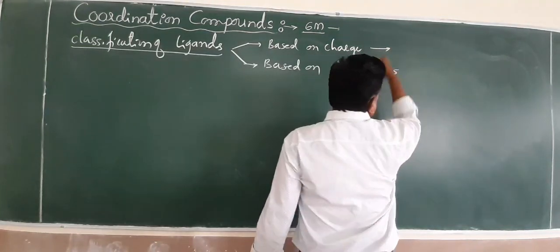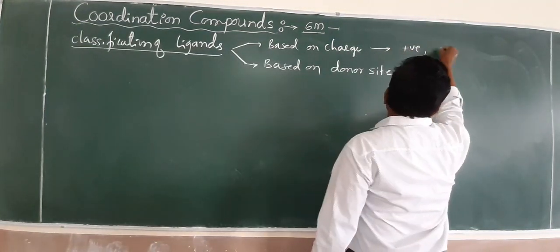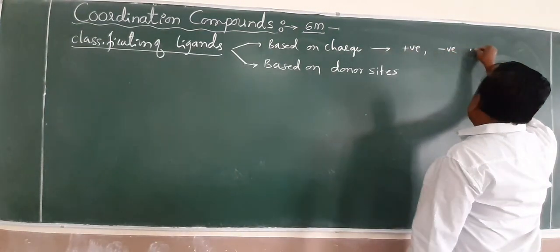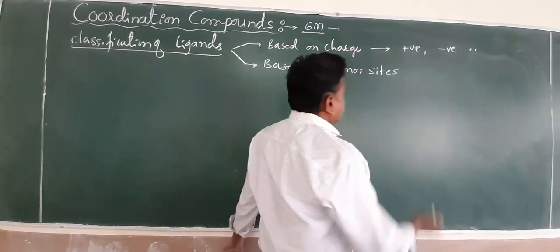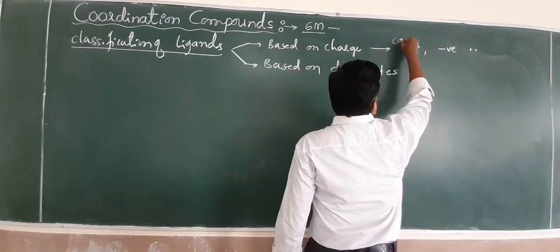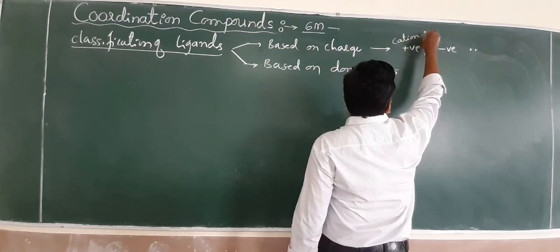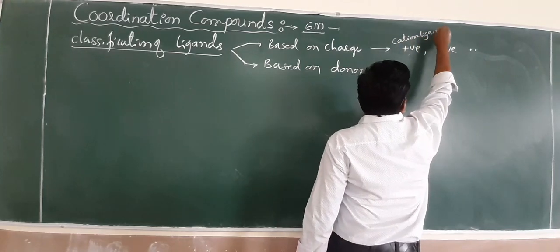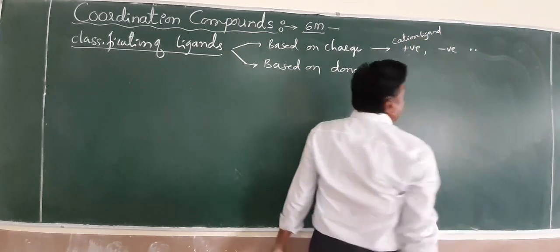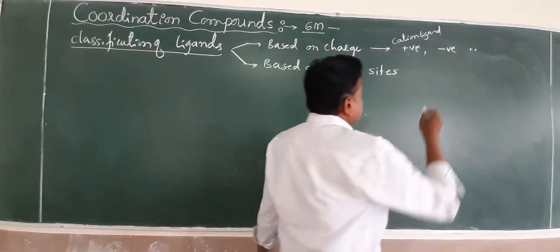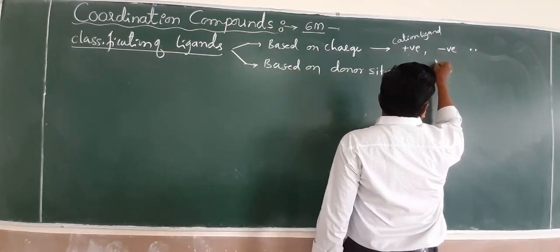It's based on charge. I think all of you know: positive, negative or neutral. If positive, we call it a cationic ligand or positive ligand. If negative, we call it a negative ligand.